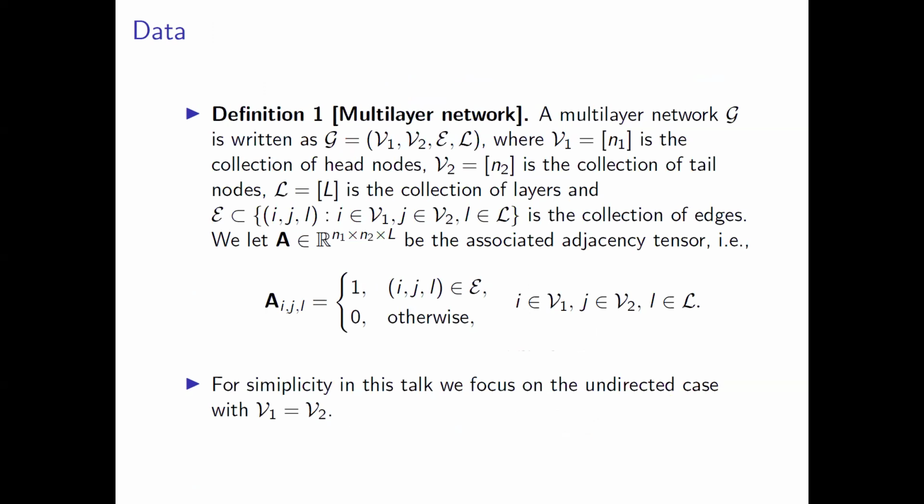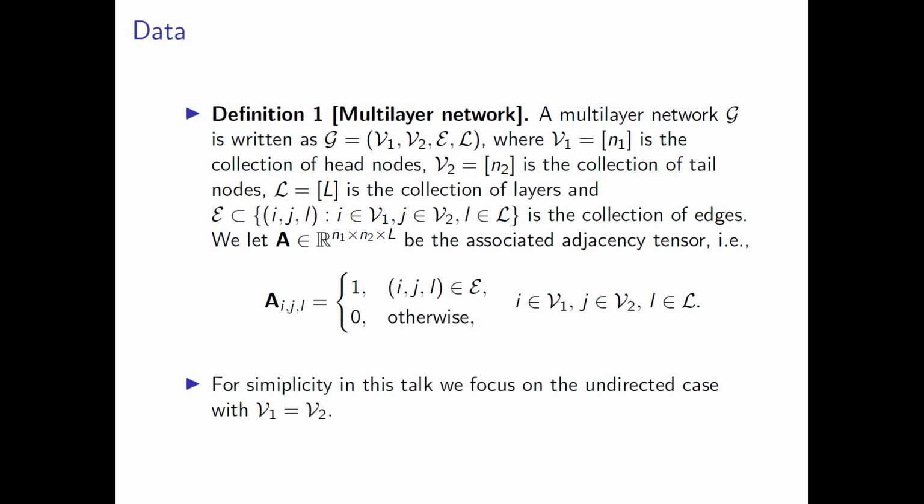Let me talk about the model, and then I will give very specific examples of this model. So the data that we have consists of a multi-layer network G. The network G has four things: a set of nodes V1, a set of nodes V2, and a set of edges E and layers L. The set of nodes could be things like countries and different products that the countries produce, or they could be people who are part of a social network, or they could be the different regions of the brain. Those would be the nodes.